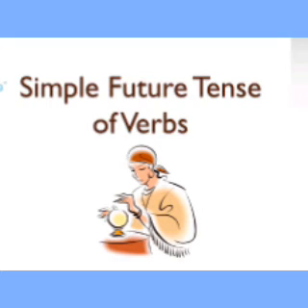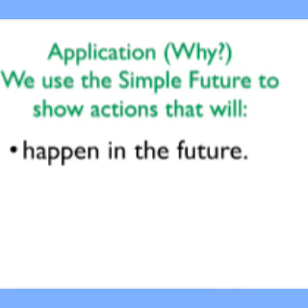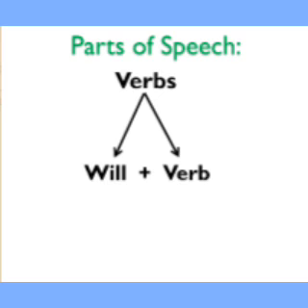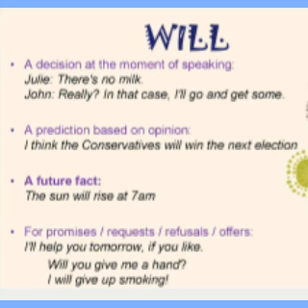Alright children, let us now talk about the last kind of the tense, that is the future tense of verbs. Children, future tense shows the actions that will happen in the future. It refers to those actions that will take place after the act of speaking or writing. I shall play. He or she will play. In the future tense, will is added to the root verb. Let us now see the uses of future tense will.